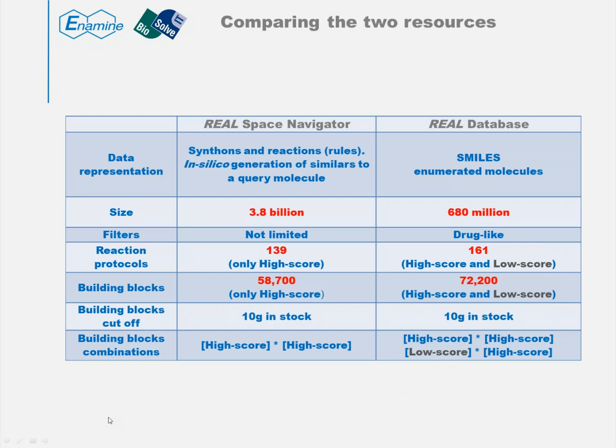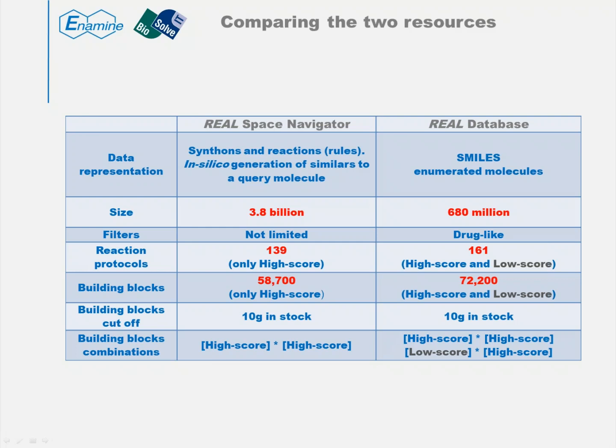So, Real Space Navigator versus Real Database. As I mentioned before, Real Database is a conventional database with SMILES, enumerated molecules, while Real Space Navigator doesn't have any molecules, but rather synthons and reactions, and how to combine them. The molecules are generated as similars to the query molecule. The Real Database is 680 million structures, while Real Space Navigator has approximately 3.8 billion feasible structures.